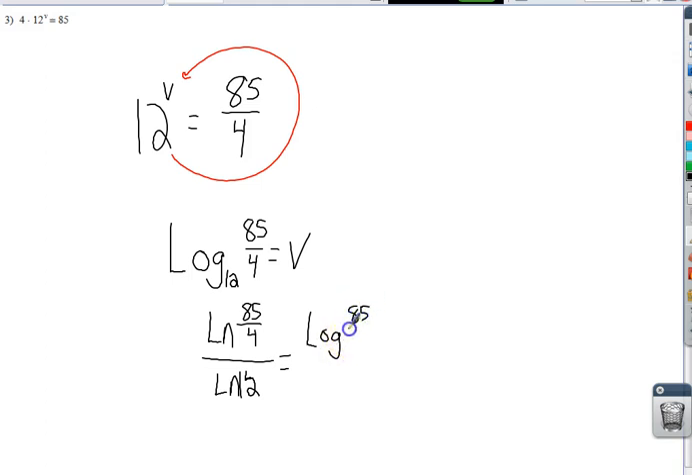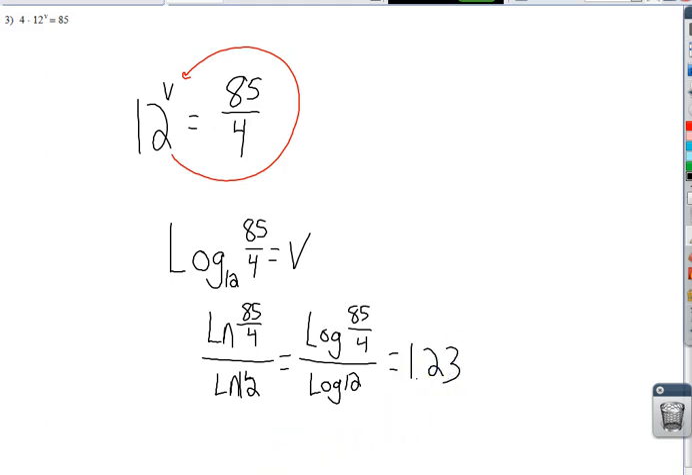It doesn't matter, but you're not allowed to mix and match. Meaning, once I go log, I stay log. Once I go ln, I stay ln. I'm not allowed to go ln of 85 over 4 divided by log of 12. That won't get you a correct answer. And this is going to equal 1.23.